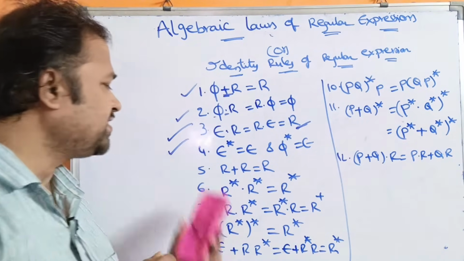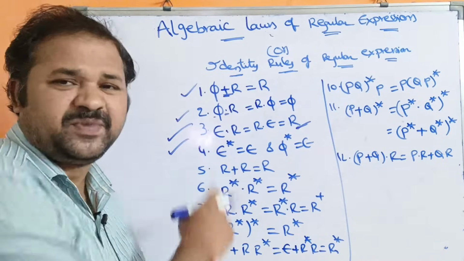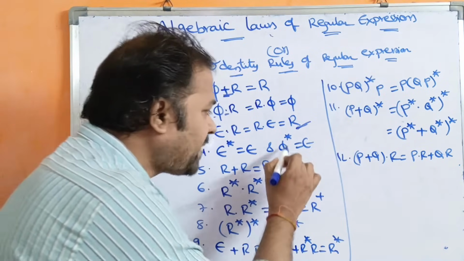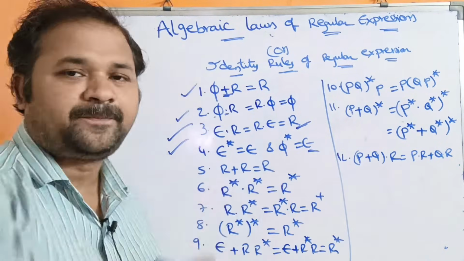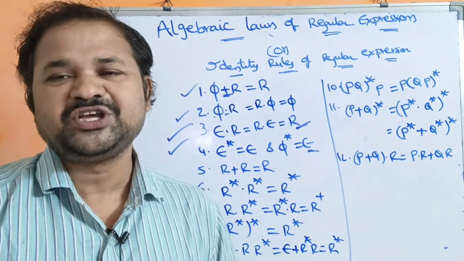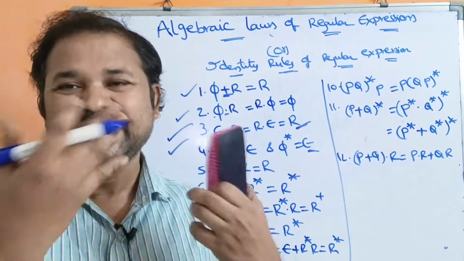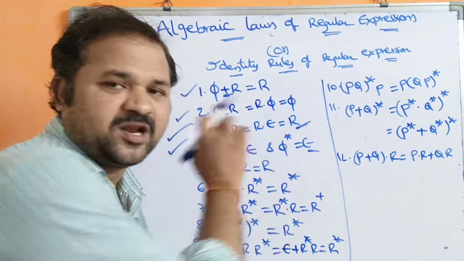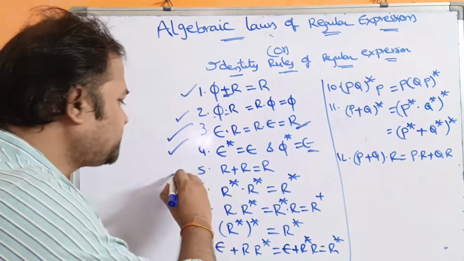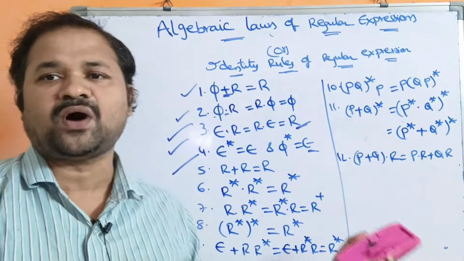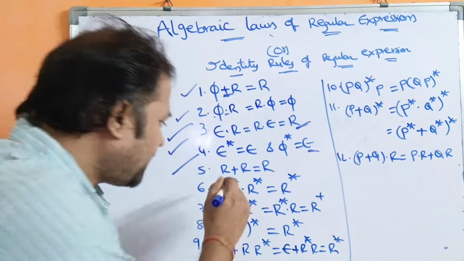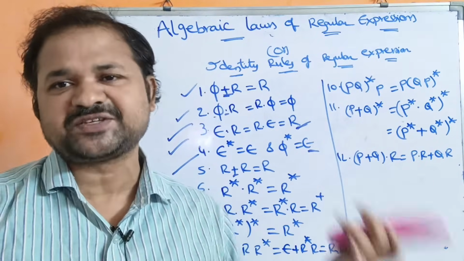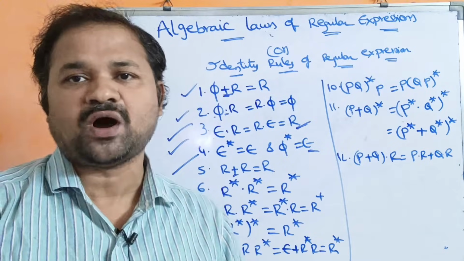Now let us see the next one. Epsilon star. Star means closure. Epsilon star is equal to epsilon, and pi star is also equal to epsilon. Zero occurrences of anything is nothing but epsilon only. So that's why we are getting epsilon as the output. Okay. Next one, r plus r is equal to r. So if we perform the union operation on two identical regular expressions, then we will get that regular expression only. R plus r is equal to r.